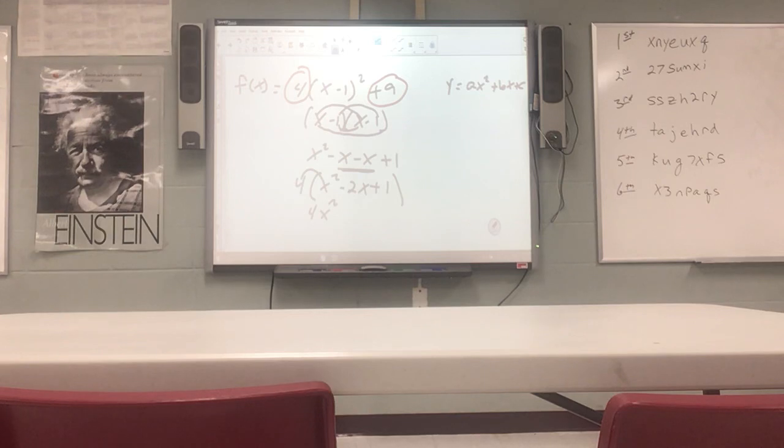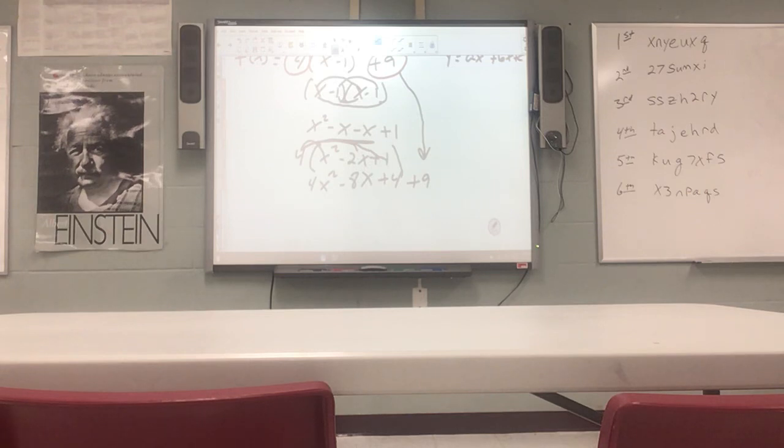4x squared minus 8x plus 4. And then the very last step, now I'm going to drop that 9, bring him down to the party, and I got a plus 9 stuck on the end. So that plus 9 only has one like term to combine with. So for our final answer, we've got 4x squared minus 8x plus 13.